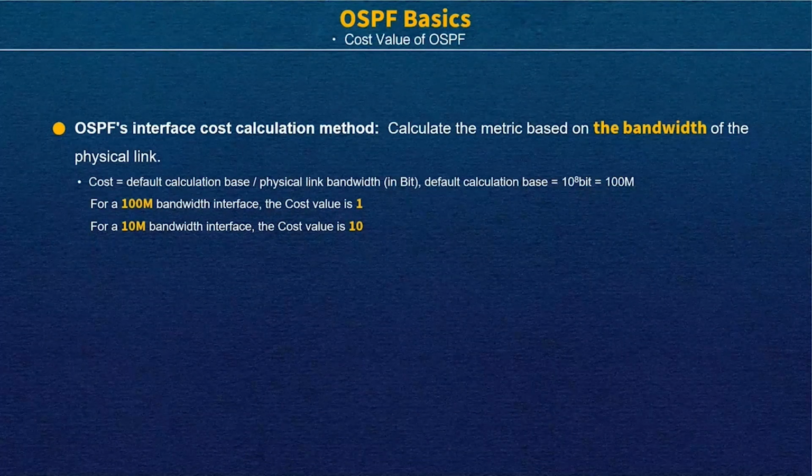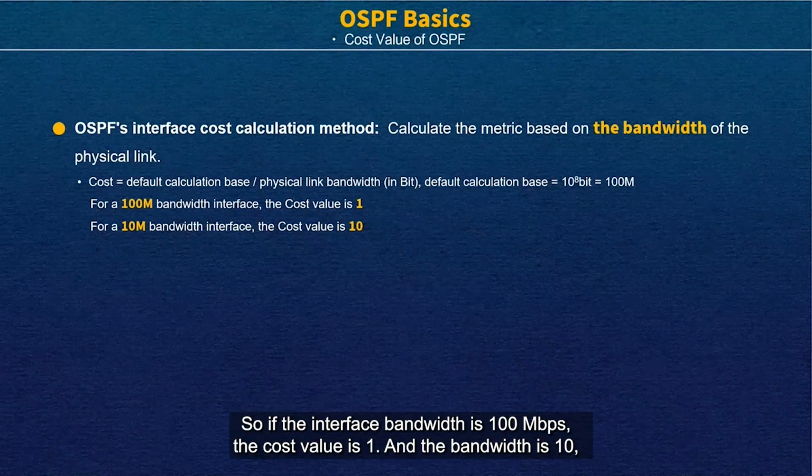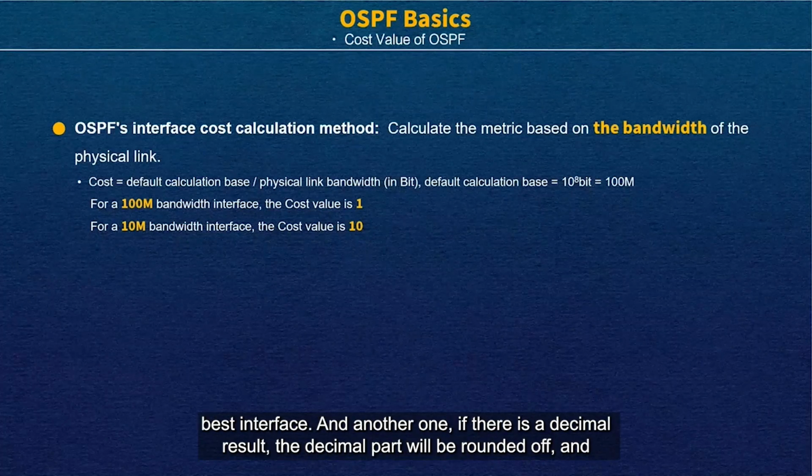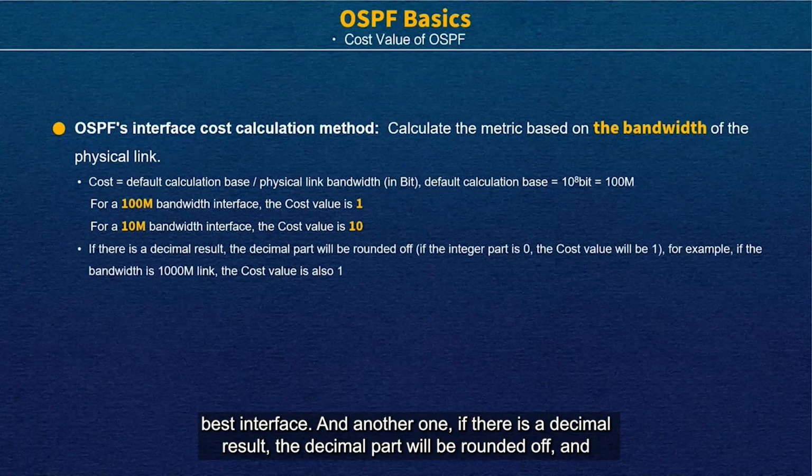And the default calculation base is 10 to the power of 8 bits. That means 100 Mbps. So if the interface bandwidth is 100 M, the cost value is 1. And if the bandwidth is 10 M, the cost value will become 10. So finally, we will select the 100 M bandwidth interface as the best interface. And another thing, if there is a decimal result, the decimal part will be rounded off.